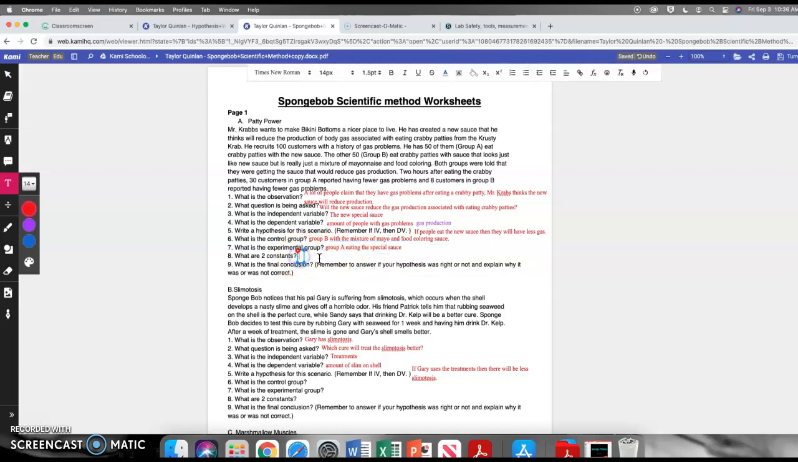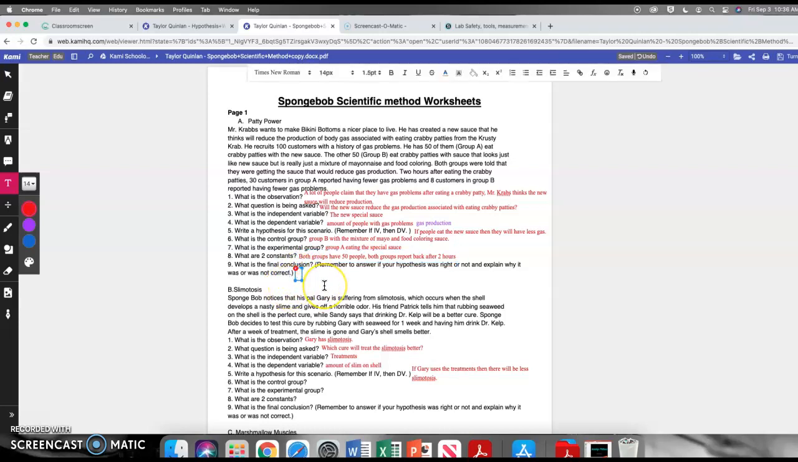Then some constants. Remember we talked about how constants are things that stay the same in both groups. You can go on and on, but I'm going to say both groups have 50 people, and both groups report back after 2 hours. So those are two things that are consistent within both groups.